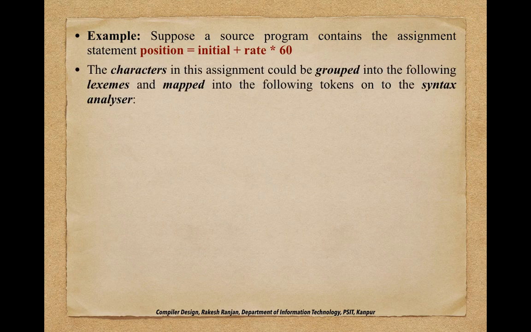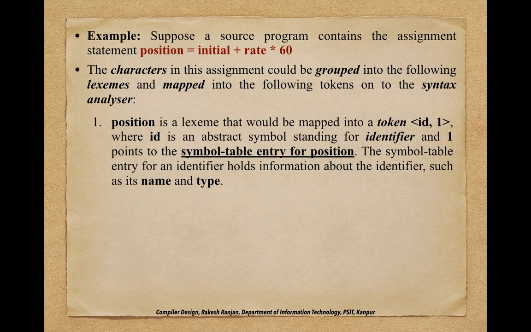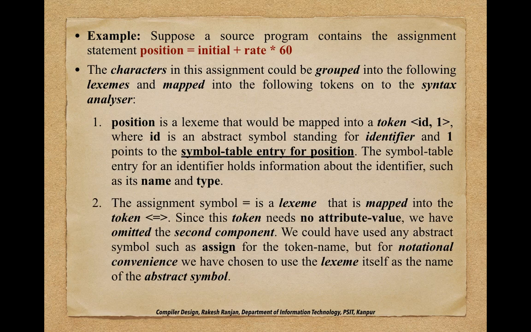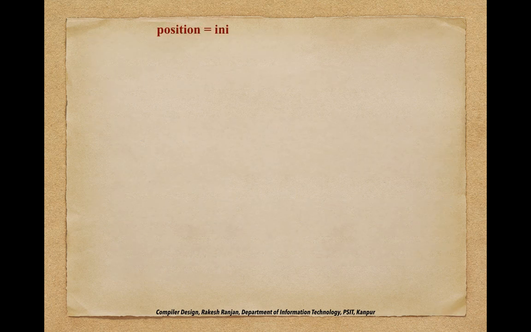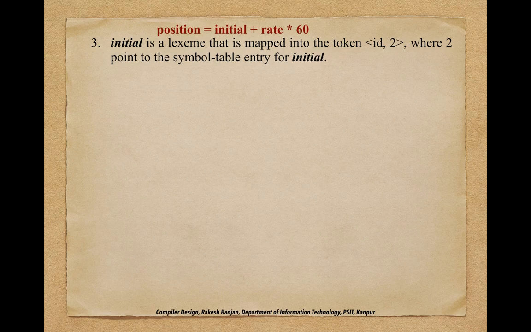The characters in this assignment could be grouped into the following lexemes and mapped into the following tokens for the syntax analyzer. Position is a lexeme that would map to the token id, so id comma 1 is given here, pointing to the symbol table entry for position. The symbol table entry for an identifier holds information about the identifier, such as its name and type. Third is initial, which is an id, the second id, so I can write id comma 2.